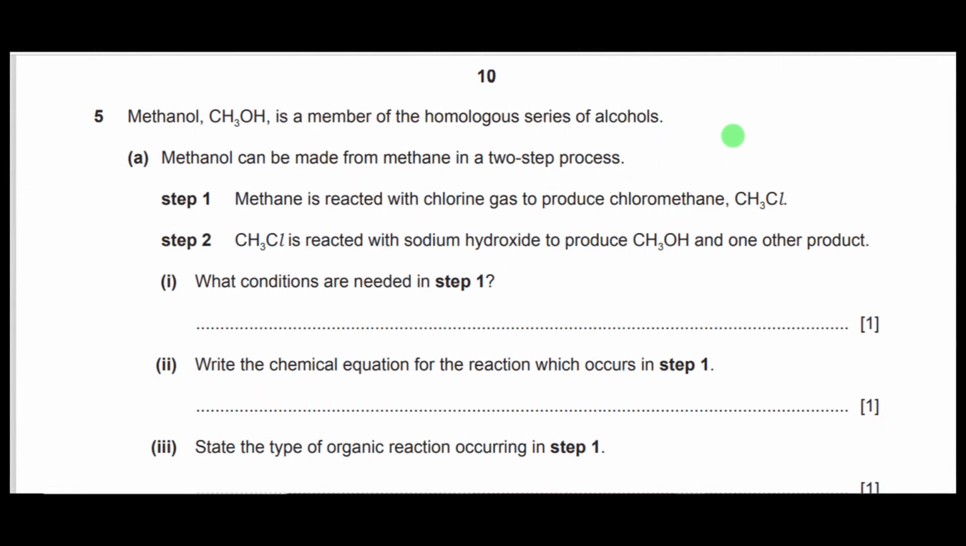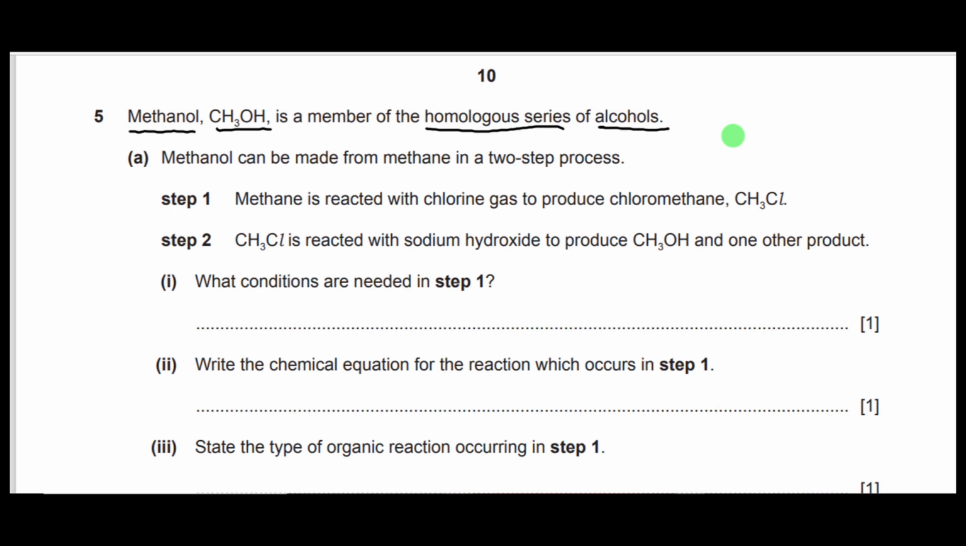Question 5 says methanol, CH3OH, is a member of the homologous series of alcohols. So let's underline the keywords. Methanol, member of the homologous series of alcohols.